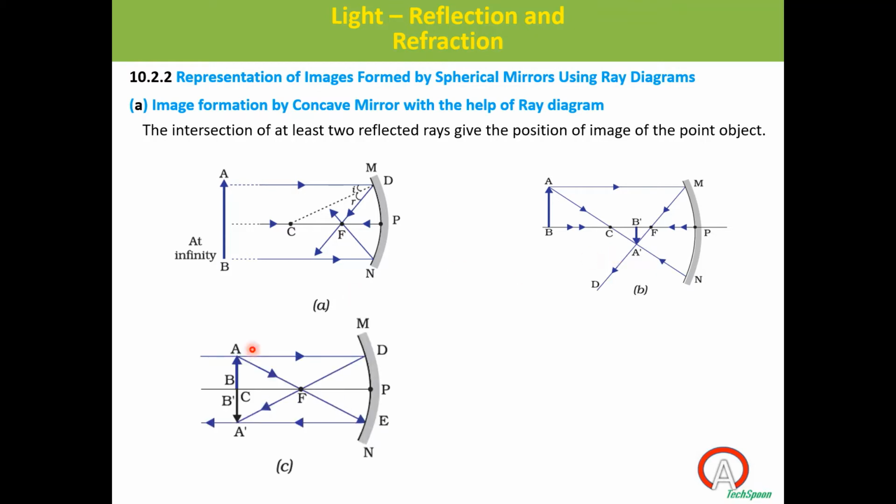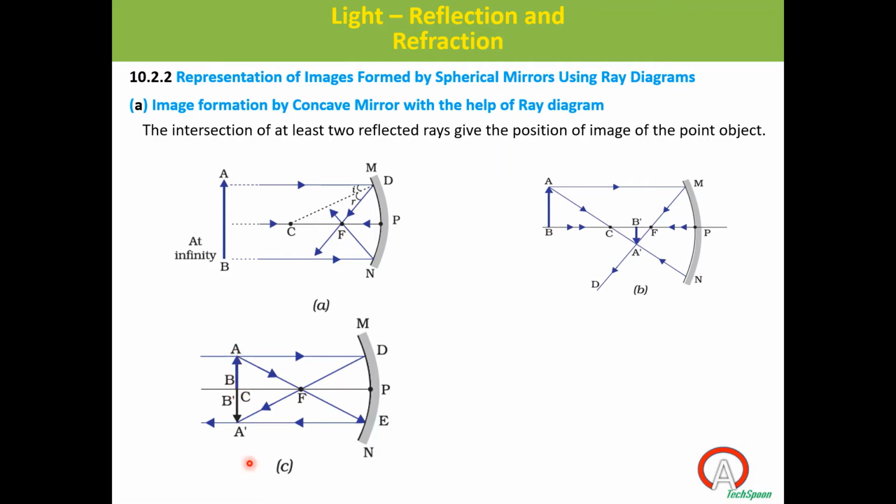Case 3. The position is at C. The object is at the center of curvature. We started from infinity, moving towards the mirror. So what happens? We kept the object at infinity in case 1, just beyond C in case 2, then in case 3 we are keeping it at C.